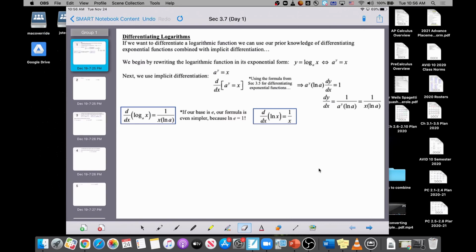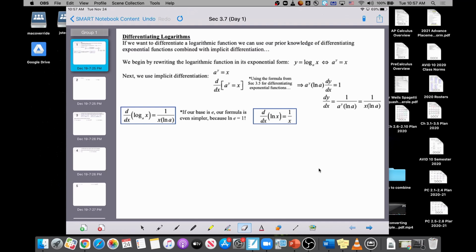Hello math friends, this is AP Calculus section 3.7 Day 1 notes. Today we are going to talk about differentiating logarithmic functions. So first of all, if we want to differentiate a logarithmic function, we can use the prior knowledge that we have of differentiating exponential functions combined with our new knowledge of implicit differentiation.